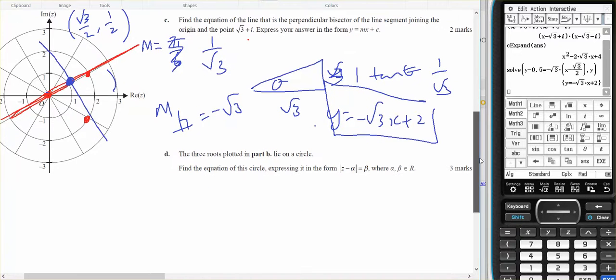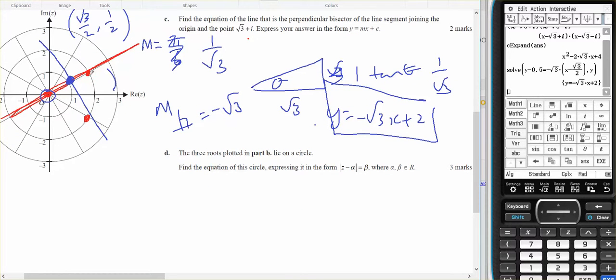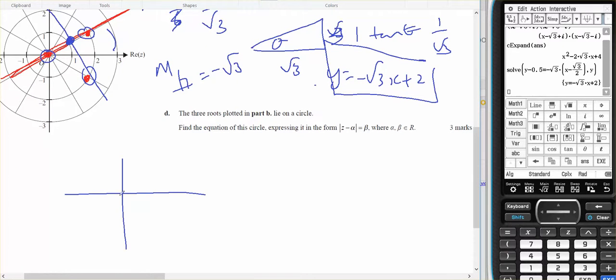Part D, the 3 roots plotted in part B lie on a circle. Find the equation of the circle expressing it in this form. Okay, so they're there, there, and there. Where that's root 3, 1, that's root 3, minus 1, and that's 0, 0. The circle, if it goes through those 3 points, must have its centre on the x-axis, because these are vertically on top of each other, therefore the centre of it must be on the x-axis.